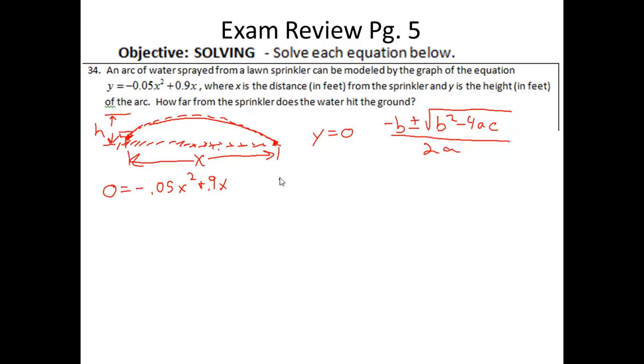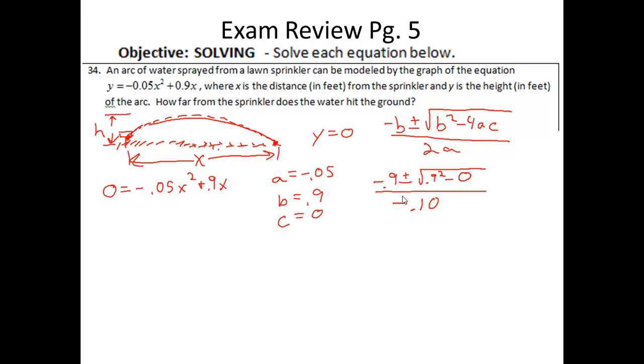And we're going to see that a is equal to -0.05, b is equal to 0.9, c, we do not have a c, so that is equal to 0. So let's plug everything in. We have -0.9 plus or minus the square root of 0.9 squared minus 4 times a times c. Well, we're multiplying by 0, so we know that's going to be 0. All over 2a, which is going to be -0.1.